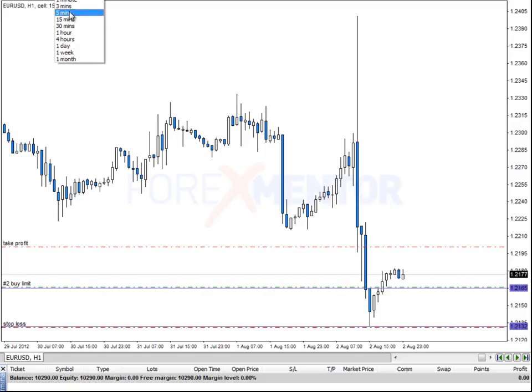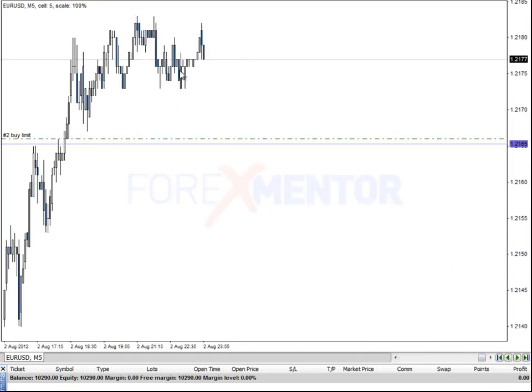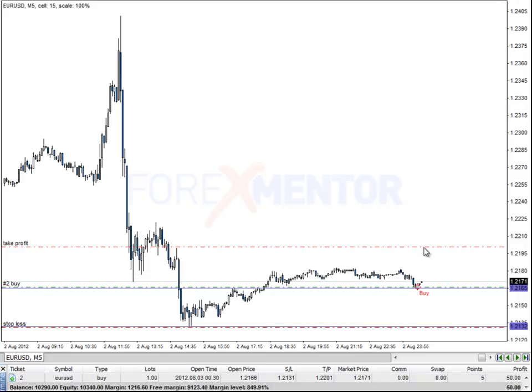So if we move over to the 5 minute chart, I just want to show you how price works around these areas. Let me step this forward. So here price comes down, hits the level, and we're just looking for a little pop up here.